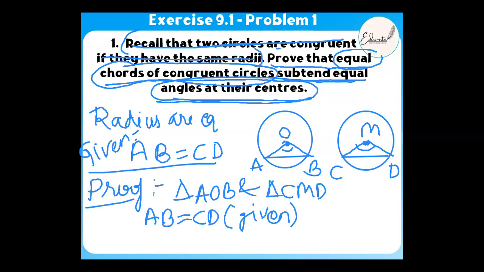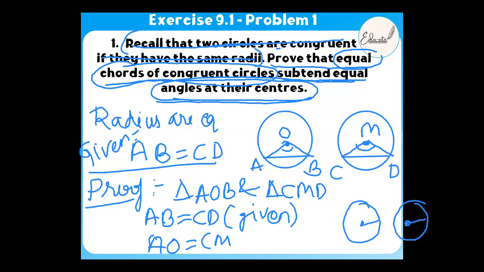Next. Because radii are equal in the congruent circles. Congruent का मतलब क्या होता है? यहाँ अगर आप circle draw करोगे तो एक और circle अगर आप draw करोगे तो both circles should be equal. Equal in size is nothing but the radii are equal. So AO is equal to OB is equal to MD. Excellent. This is because of radii.